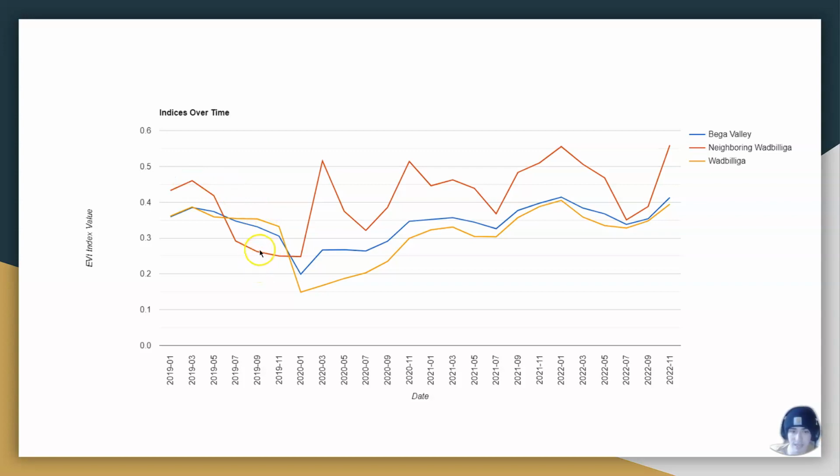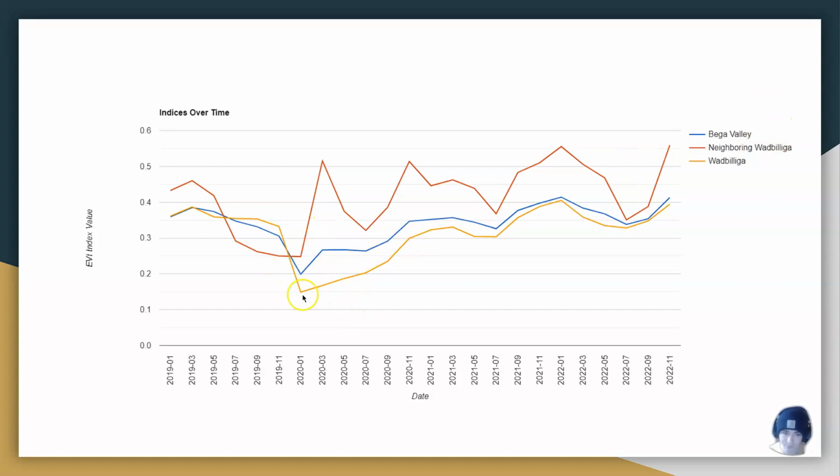Like September to January, right here, there's not really any decrease in EVI. So it indicates that not much of the fires actually happened in that neighboring area. Like at the same time period from September to January, most of that decrease is happening for Vega Valley and Wadbilga. There's not much decrease before that, but during it, it really goes down. Which is important to tell you that the drought really is what mostly affected that neighboring area.